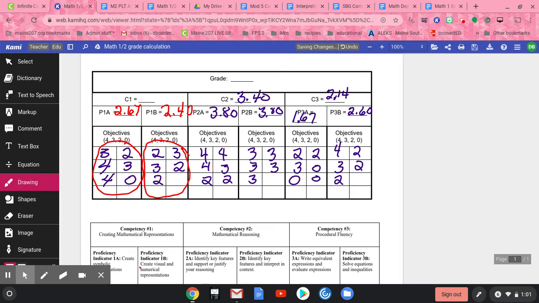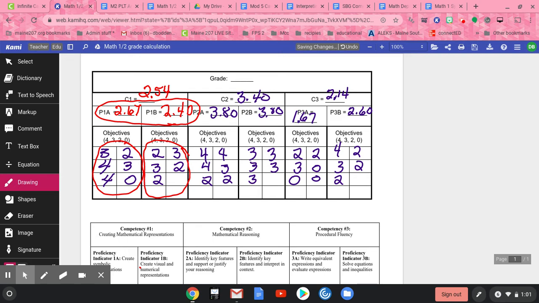These are each of your scores in your proficiencies. We're going to take those proficiency scores, add them up, divide by 2 to find the average, and that's going to give me a competency score of 2.54.